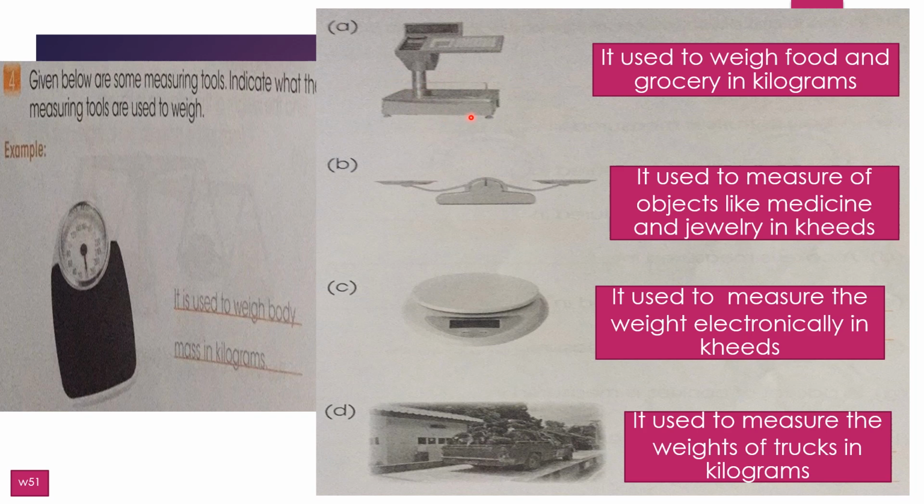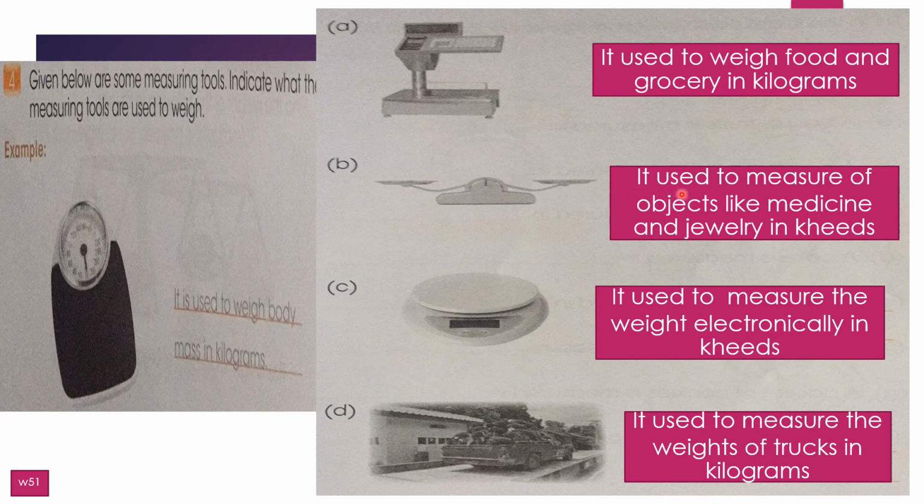What is the use of this? It is used to weigh foods and groceries in kilograms, not in kids. So maybe 1 kilo of pork, 3 kilos of vegetables, 5 kilos of rice. So in kilograms. Next, letter B. What is this? We call it a balancing scale. What is the use of this balancing scale?